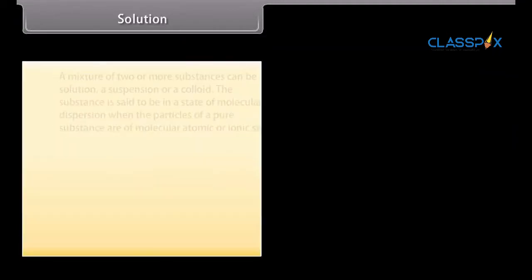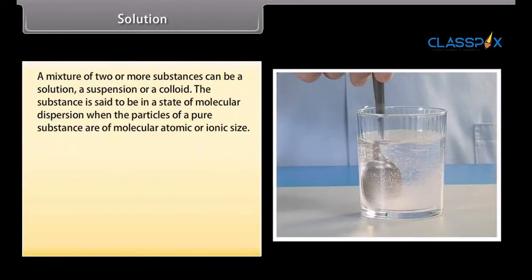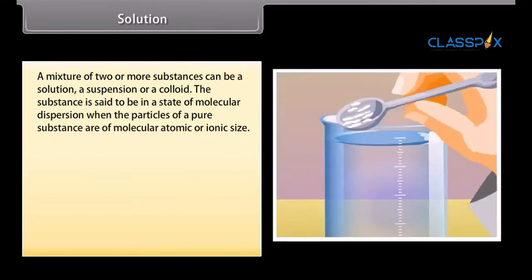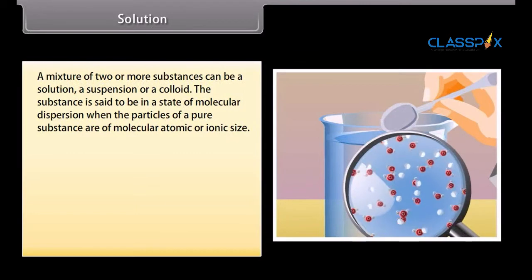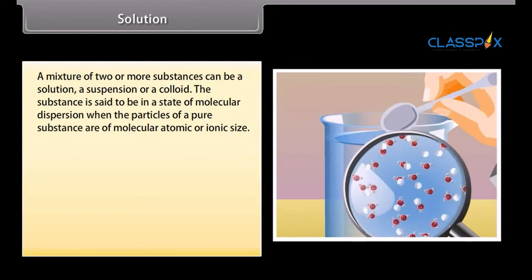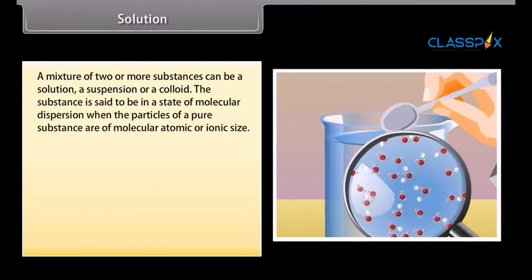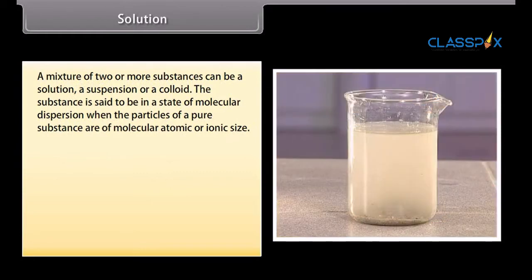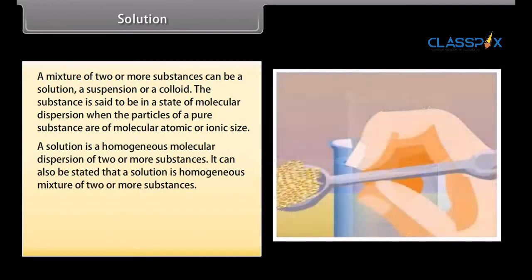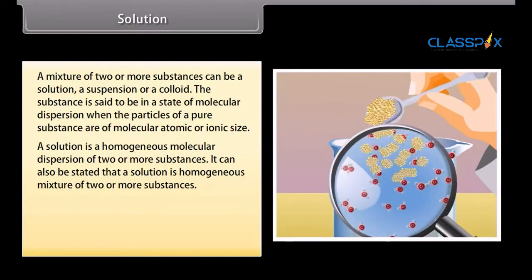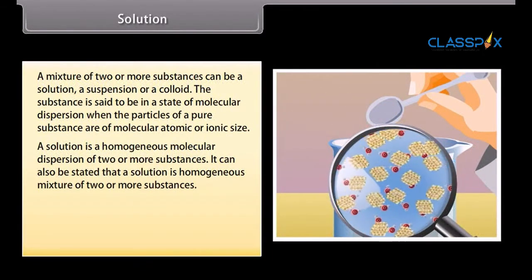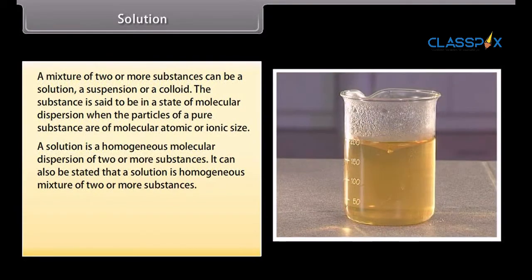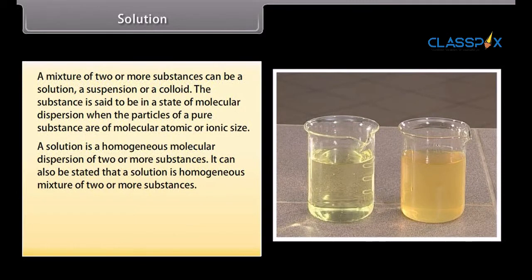Solution. A mixture of two or more substances can be a solution, a suspension, or a colloid. The substance is said to be in a state of molecular dispersion when the particles of a pure substance are of molecular, atomic, or ionic size. A solution is a homogeneous molecular dispersion of two or more substances. It can also be stated that a solution is a homogeneous mixture of two or more substances.